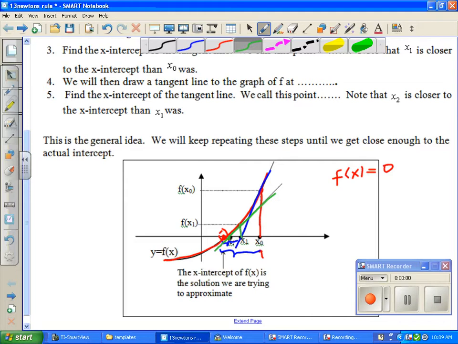So the way this method is going to work, we're going to create a table of values. This is called iterative method or iterations. So we begin with an initial guess. We're going to do something, get something else. Then we put that number in here, and then that's going to give us another number. We keep getting closer and closer to the actual 0.